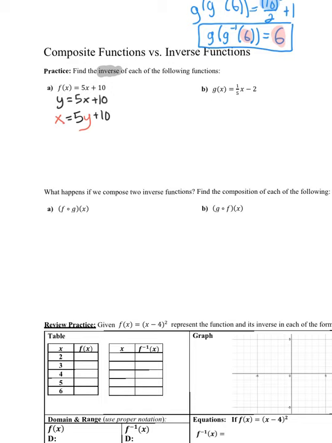I think we're doing okay. All right, so let's take a look at the first one here.